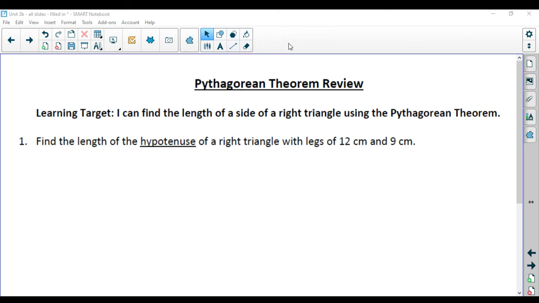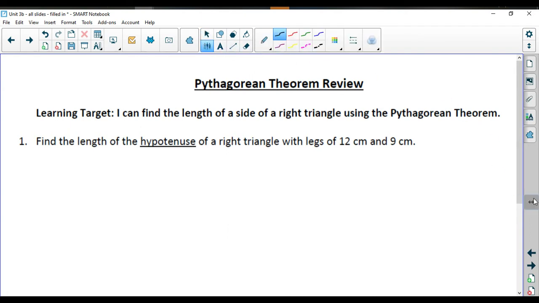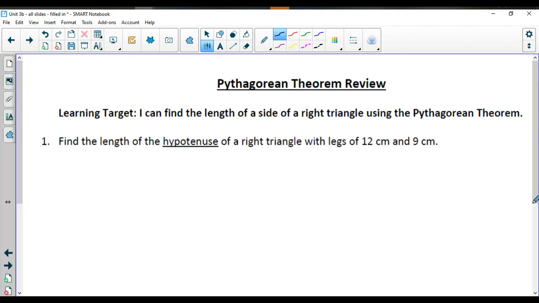This is your Pythagorean theorem review. We're going to go ahead and get started with this one. The first one says, learning target: I can find the length of a side of a right triangle using the Pythagorean theorem. So in the first example, we're going to find the length of the hypotenuse of a right triangle with legs that are 12 and 9.